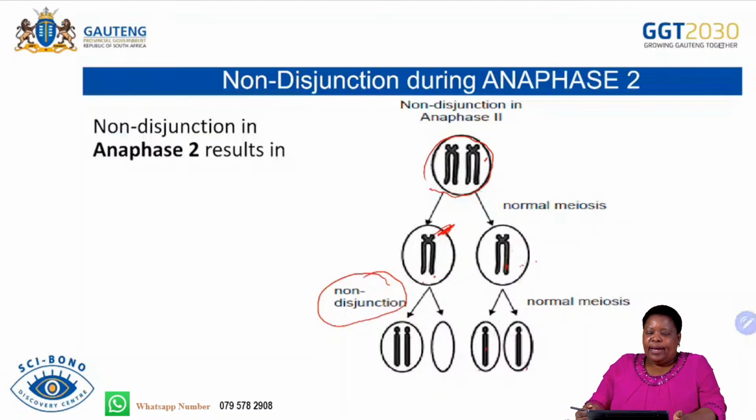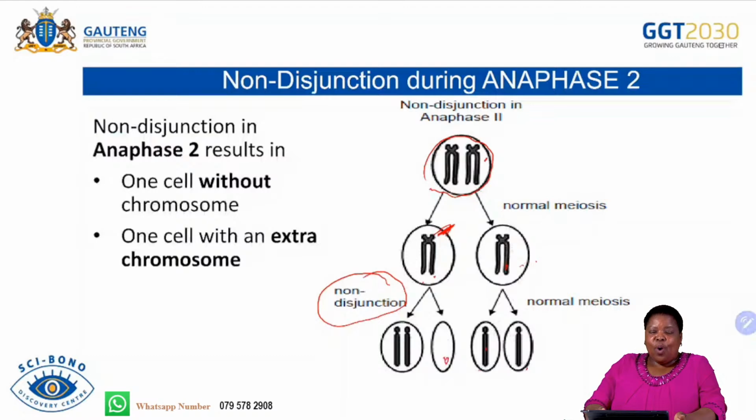Now, non-disjunction in anaphase 2 results in what? It results in 1 cell without a chromosome, and 1 cell with an extra chromosome. Can you see this cell? It is a cell without a chromosome. Can you see this one? It is 1 cell with an extra chromosome.